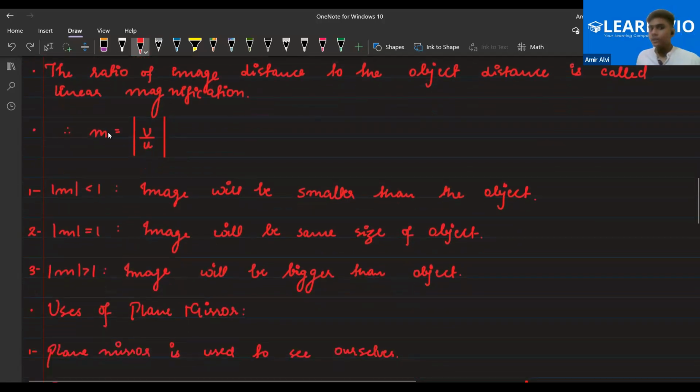So V by U is the linear magnification. If the magnitude of linear magnification is less than 1, it means that the image will be smaller than the object. Okay? Image will be smaller than the object. Clear? If the magnitude of the linear magnification is 1, then the image will be of the same size as the object.